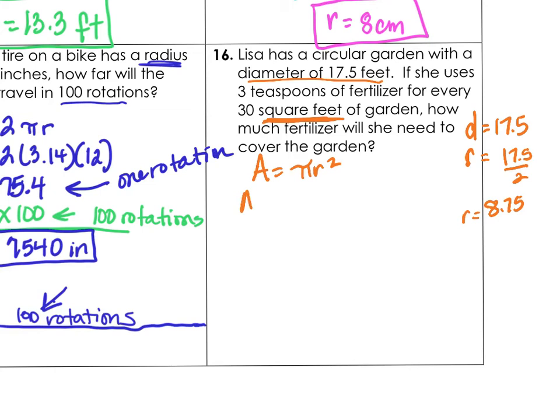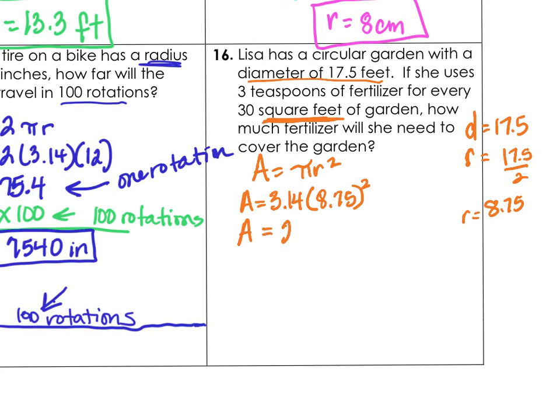So area equals 3.14 times 8.75 squared. I forgot a squared in the other video, and Rosie Yancey called me on it. Thanks, Rosie. I appreciate it, not even being sarcastic. I was glad to know. So, click, click, click.